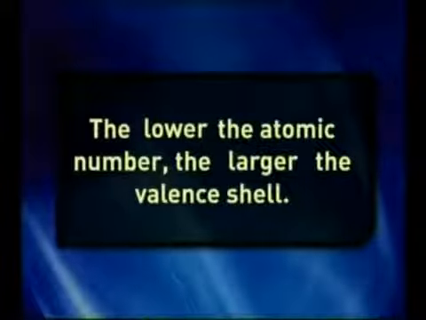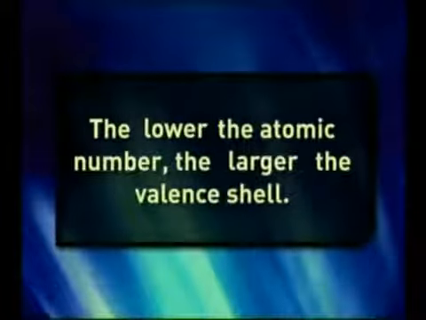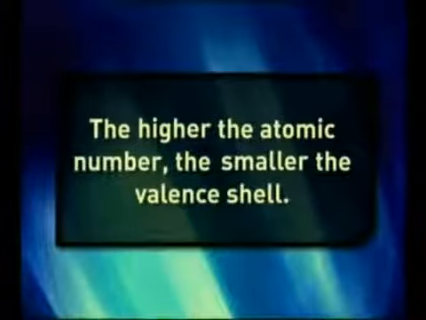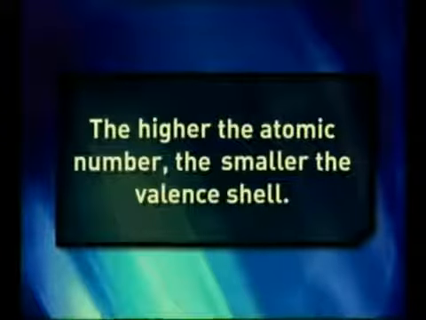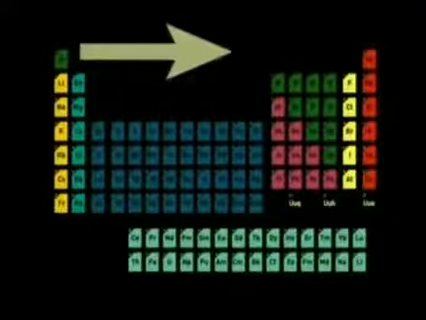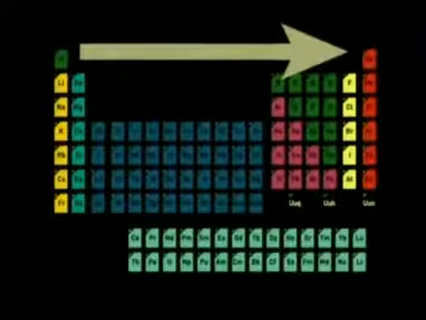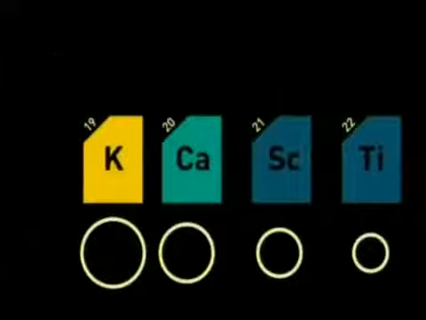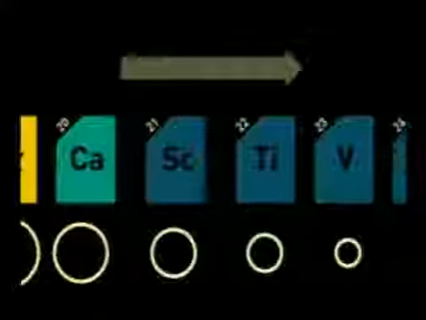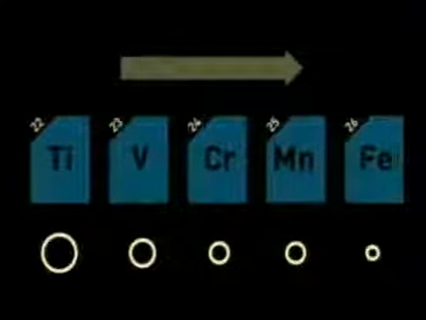The lower the atomic number, the larger the valence shell. The higher the atomic number, the smaller the valence shell. Since atomic number increases going left to right across the table, we expect the elements with the largest valence shells to be at the beginning of each period and the smallest ones at the end. And that's exactly how it is.